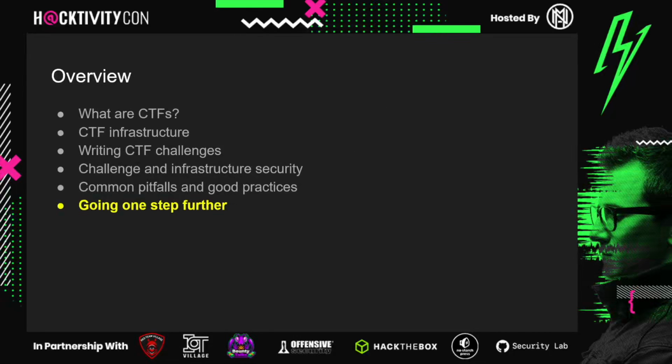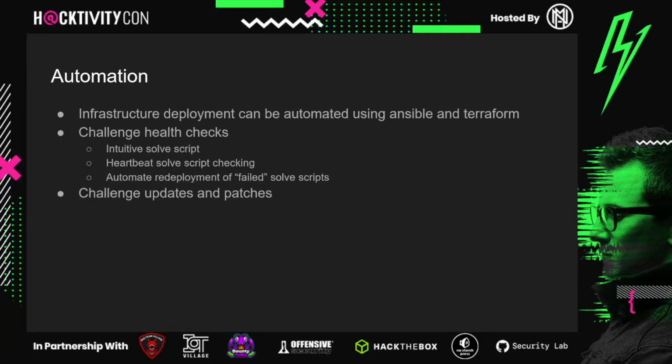All right, so these are some basic concepts about hosting very basic CTFs. However, you can really take this a step further. One of the main ways of taking this a step further is automation. Automate. Your infrastructure deployment can be automated using something like Terraform or Ansible. Use Terraform to provision the virtual machines, and then use Ansible to actually install any of the software you need. Also use Ansible to set up firewall rules and make sure that everything is secure.